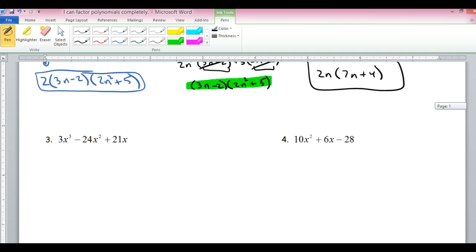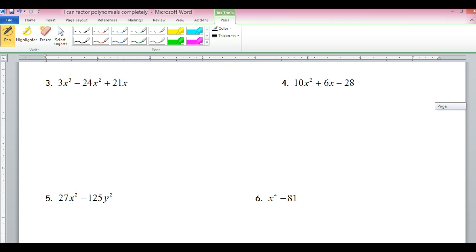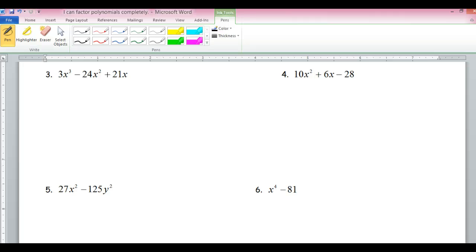So, will the remaining polynomial always be factorable? The answer to that is no. Okay, the answer is sometimes. So, example 3. Start with GCF always. So 3, 24, 21. Greatest common factor is 3. Does every term in this polynomial have an x? Yes. The smallest exponent is x to the first, so we factor out a 3x.